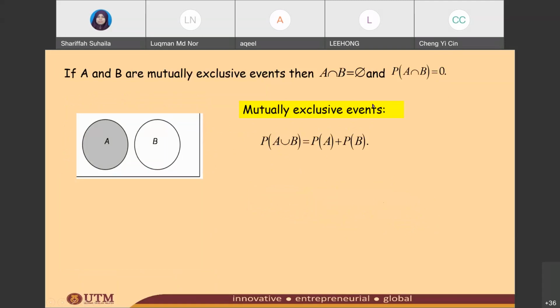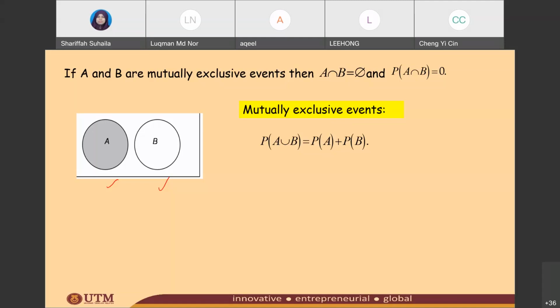The next term is mutually exclusive. Mutually exclusive events mean A intersect with B is equal to the empty set. There is no intersection. In the Venn diagram, set A and set B are separated. So the probability of A intersect with B is equal to 0. If we apply it back, A union B is just the probability of A plus the probability of B. That is your additive rule of probability, because our intersection is already the empty set, so you don't have to minus anything.